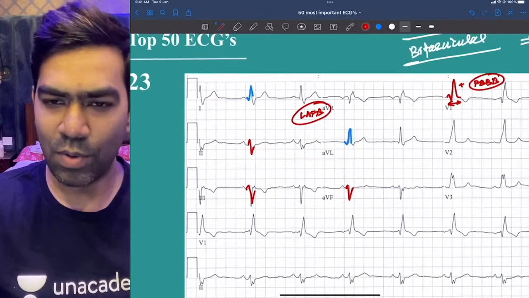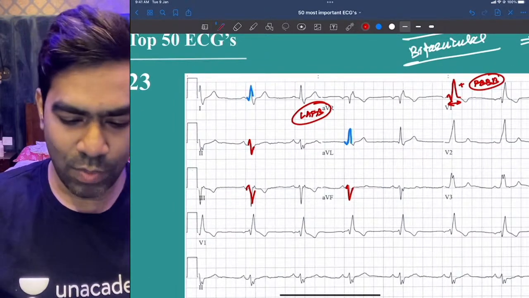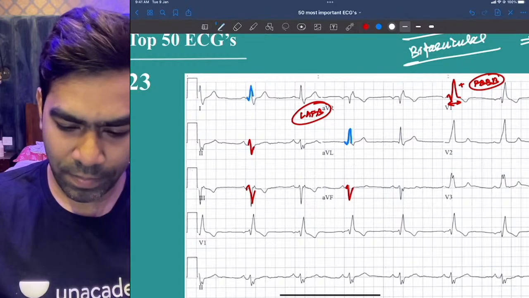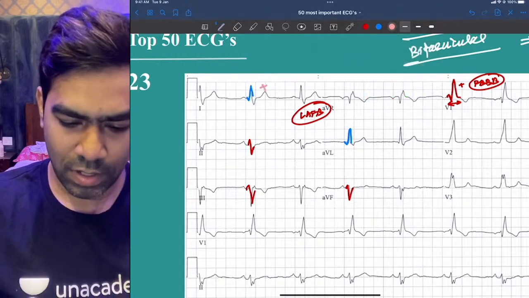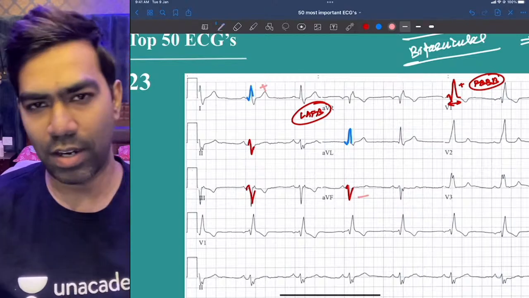But can any one of you tell what the axis seen in this EKG is? So look at lead 1. Lead 1 is predominantly positive. And look at lead aVF, it's predominantly negative. In this situation, it could be a normal axis or left axis.